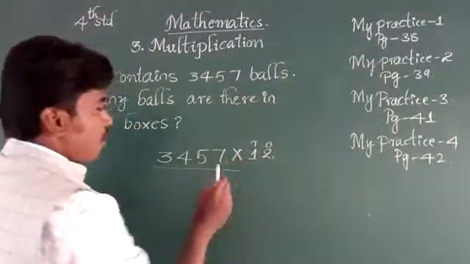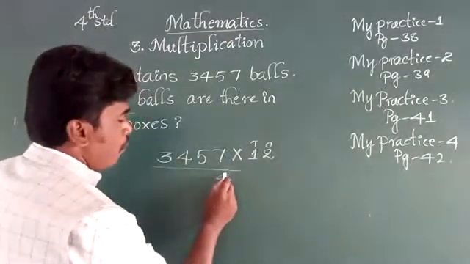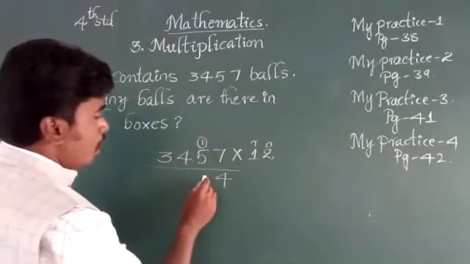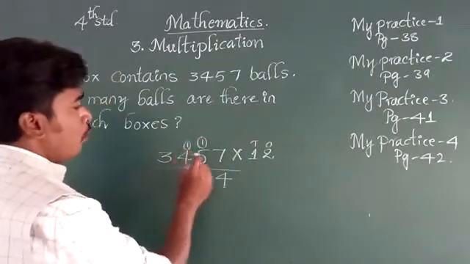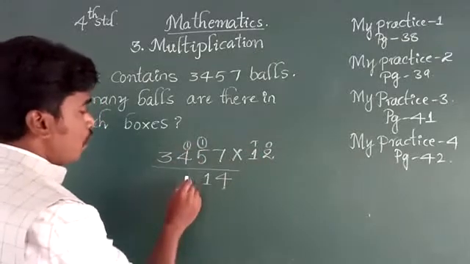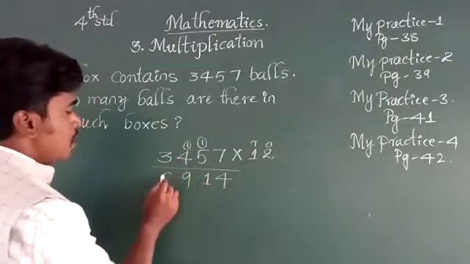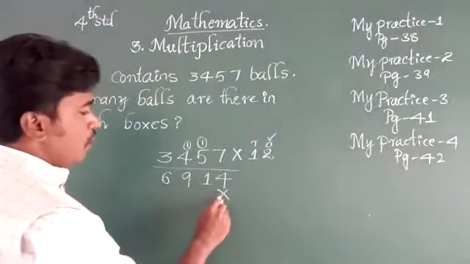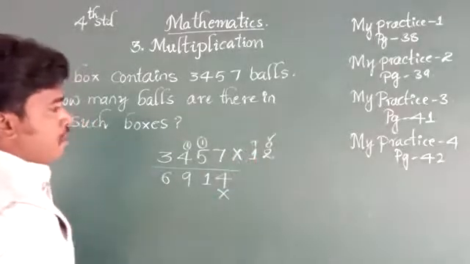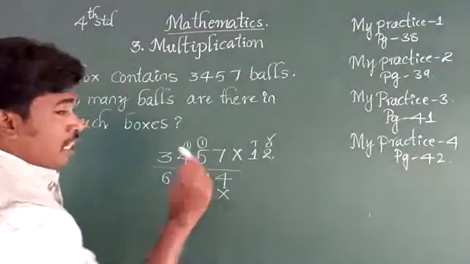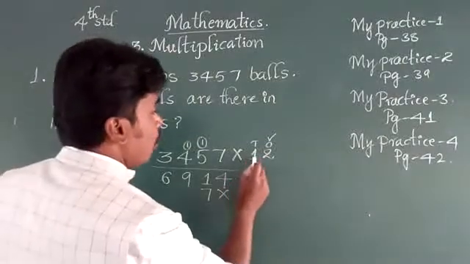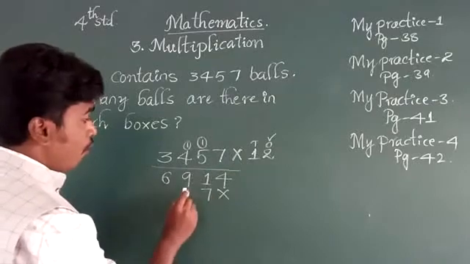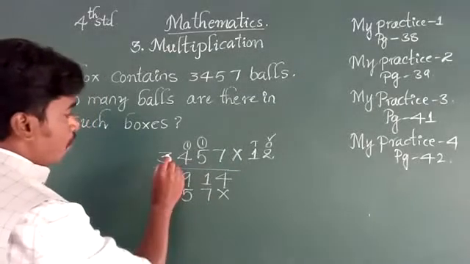So 2 sevens 14, write 4 here, 1 carry. 2 fives 10, 10 plus 1 11, write 1, again 1 carry. 2 fours 8 plus 1 9, 2 threes 6. Dear children, ones place multiplication completed, finished. Now you leave this place. Start with tens place. 1 seven 7. It's very simple. When you are multiplying with 1, then write the number as it is. Here 7, 5, 4, 3.